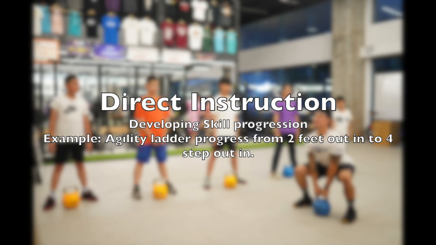So the 2 foot would be like a jumping jack, 2 feet out, then 2 feet in. And then we would move on to something more difficult like the 4 feet out, 2 feet out, then 2 feet in. So out, out, in. 1 step out, 1 step out, 1 step in, 1 step in, which is slightly more difficult. And we would continue to progress on more and more difficult movements from there.